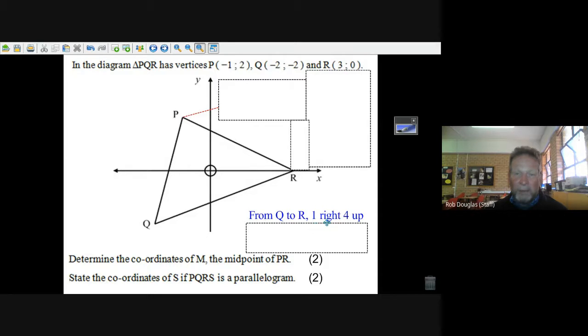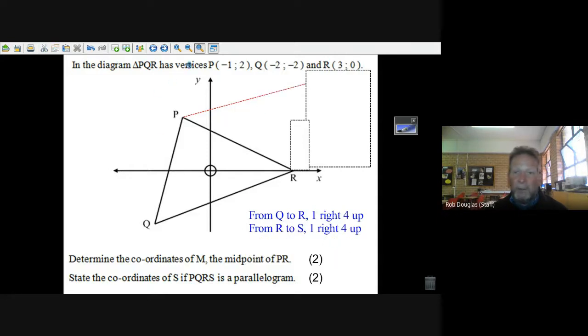That's one to the right. And then we went from -2 all the way up to 2. That's 4 up. Well, all we do is we do exactly the same thing to R. If we go 1 to the right and 4 up, we'll go 1 to the right of 3, and we'll go 4 up from 0, and there's my answer, 4 and 4. It's only 2 marks, so it's pretty easy.